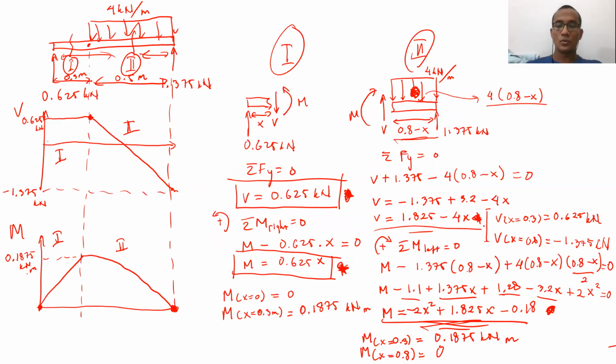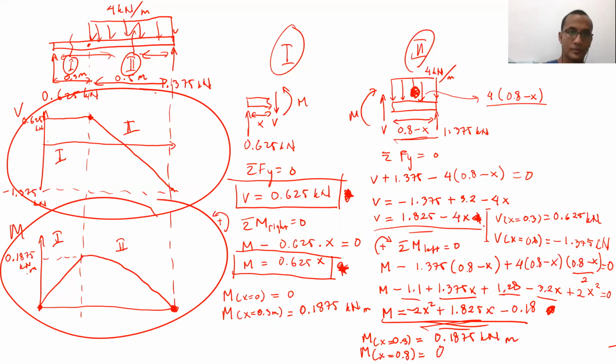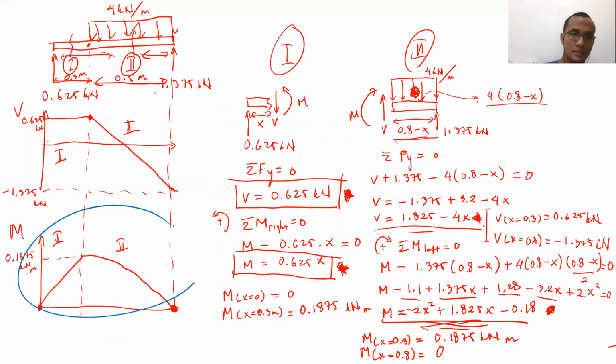The things that we have to know is we have to represent the internal distributed shear force, internal distributed normal force, and internal distributed moment with equations. So the end results that we want is something like this. In order to make it clear, I think I will just use a blue pen. That is our end results. That's what we want.